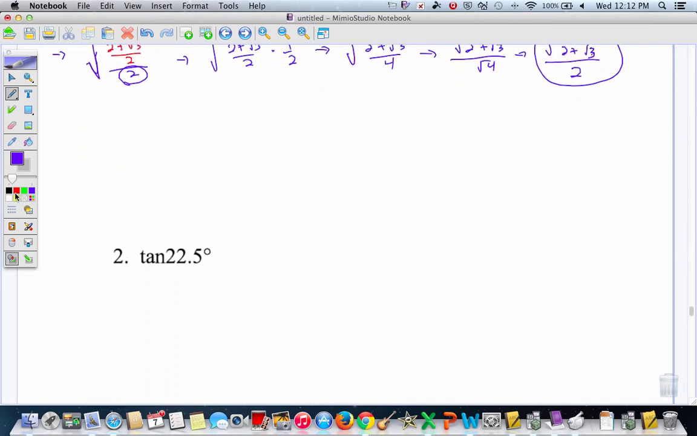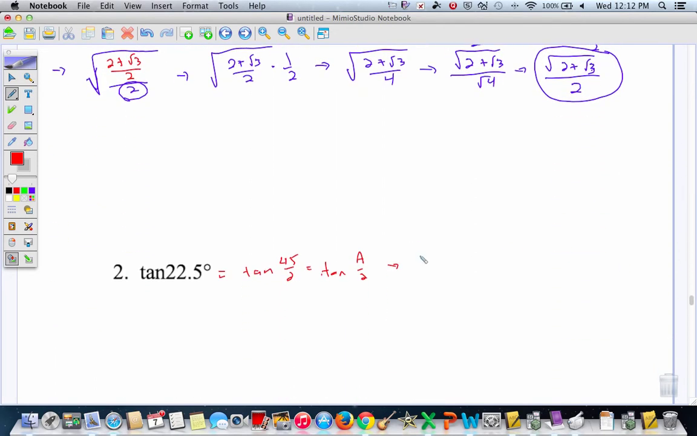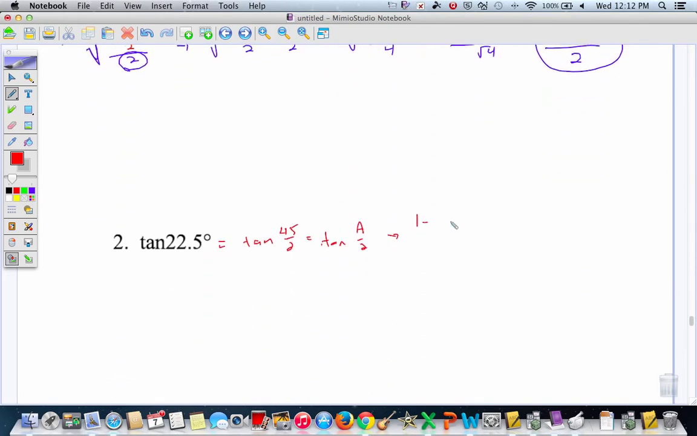Notice number 2 is the tangent of 22.5. I'm going to assume, once again, that we all, using our half angles, would know that we do 45 divided by 2 to get 22.5, which means the A is actually 45 in this case. I'm going to scroll back up here because I mentioned we can use any one of these 3 forms. Let's just go ahead and use the bottom one here. And we have 1 minus cosine. I'll go ahead and write it over here: 1 minus cosine divided by sine.